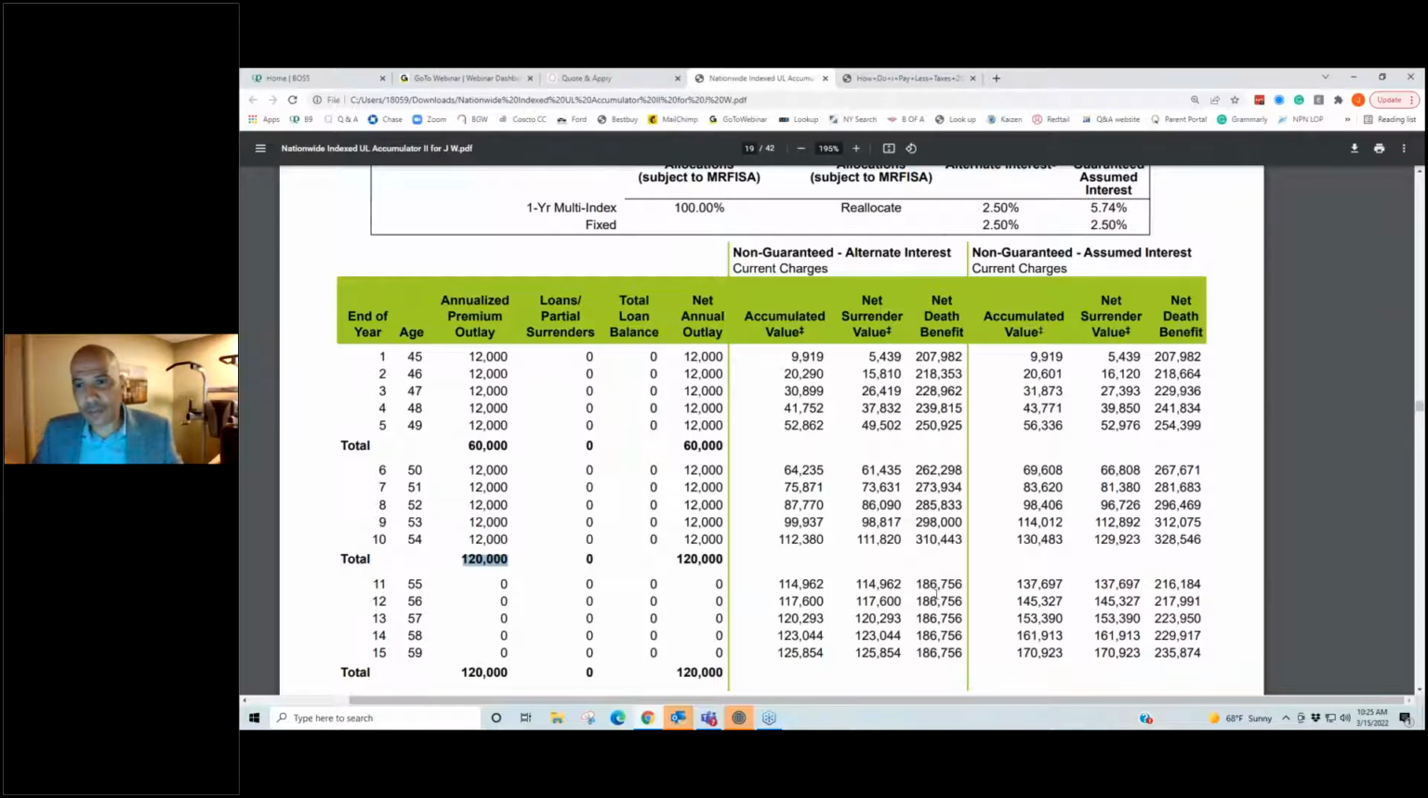Now, here's the key factor. Listen close. As long as you never surrender this policy and you die with it, what's the death benefit to the beneficiaries? Anybody? Anybody?